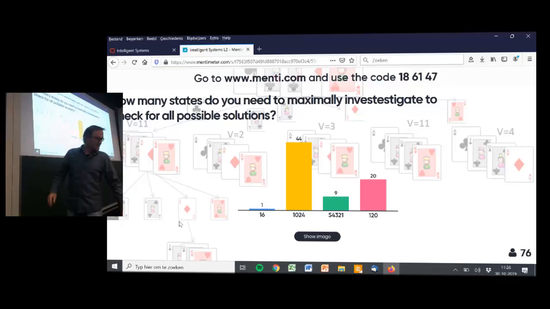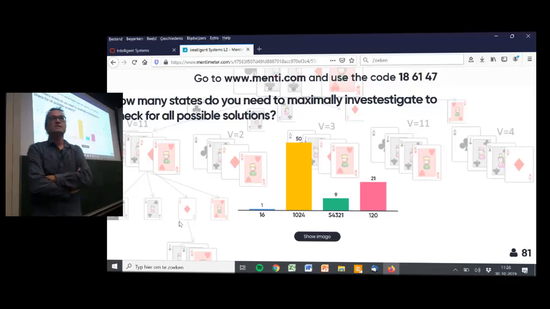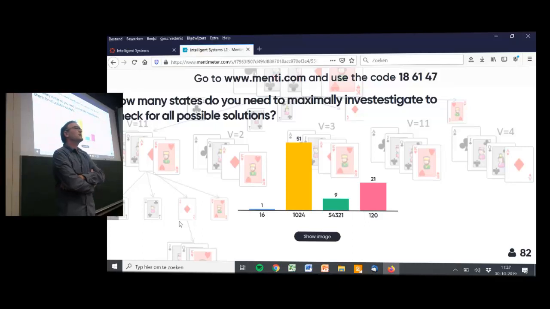Okay, so this is nice. Let's start with the 1024. Would anybody want to explain why it is 1024? There are 50 people in the room who think this is the right answer, so one of you should explain this to me, please.